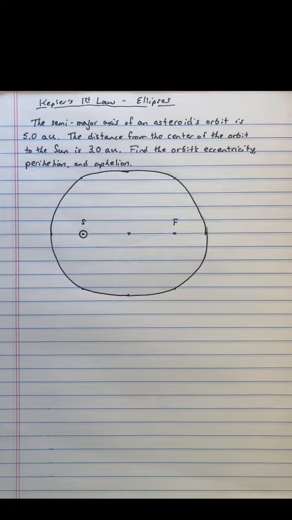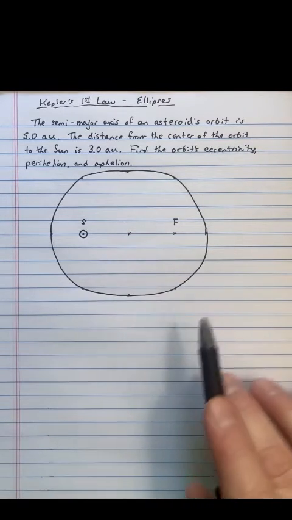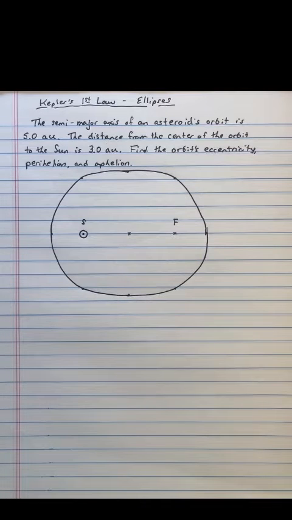Today we're taking a look at Kepler's first law, and specifically properties of ellipses as they pertain to objects that orbit the sun. So let's imagine the following, and please forgive my rough sketch here. Let's imagine we have an asteroid that is orbiting the sun.